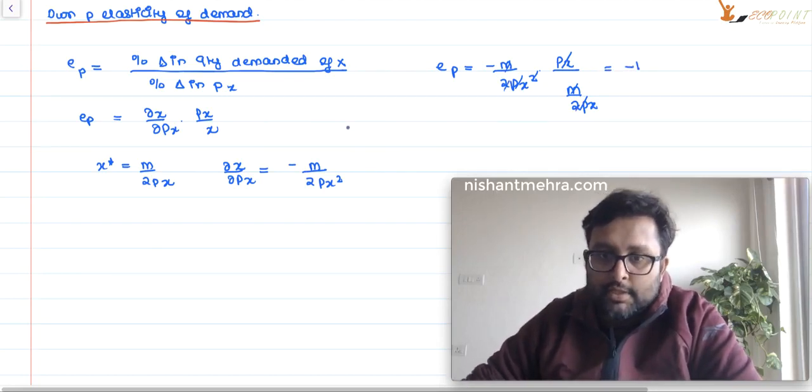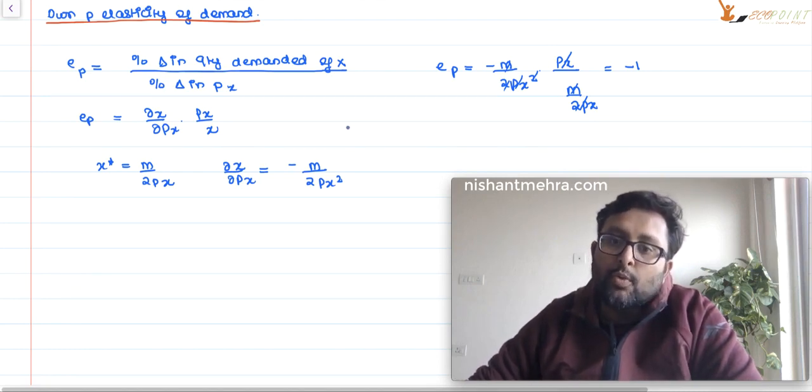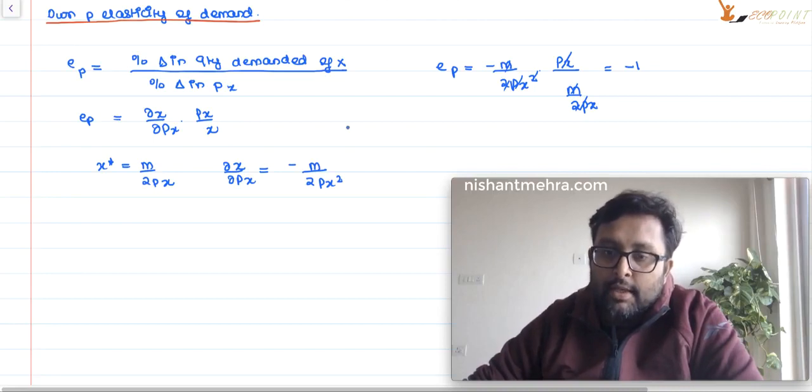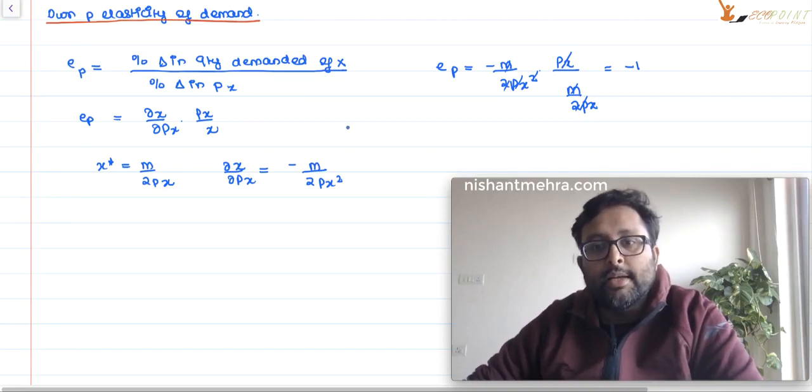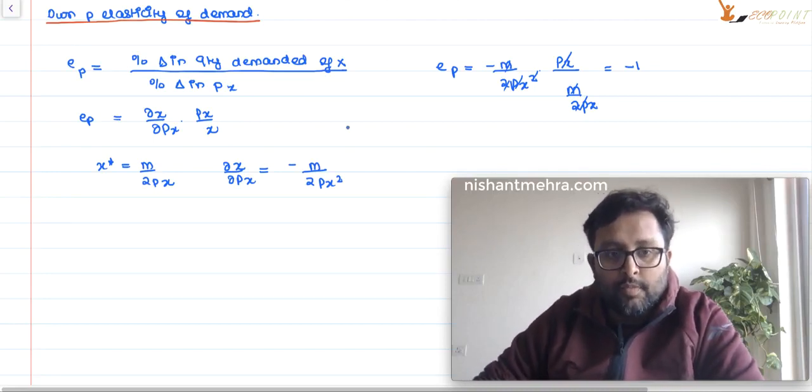So for this particular demand function which you have got, it means this: in case there is a 1% increase in the price of x, there is going to be a 1% decrease in the quantity demanded for x.